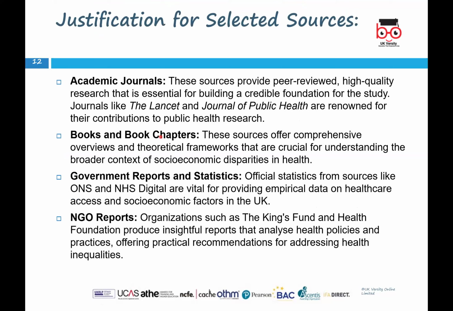And then justification. How do you justify selected resources? So if you have selected a certain number of resources that, okay, this is where I would want to focus my research. If it's academic journals, they would provide you peer-reviewed, high-quality research. And an example I've shared with you is Lancet, a journal of public health. They're very renowned for their contributions to public health research. Then you have books and book chapters. They offer comprehensive overviews, theoretical frameworks, and they are crucial for understanding the broader context of socioeconomic disparities in health.